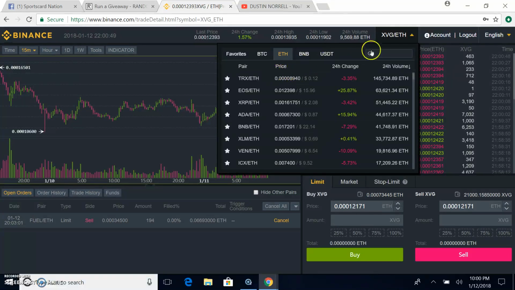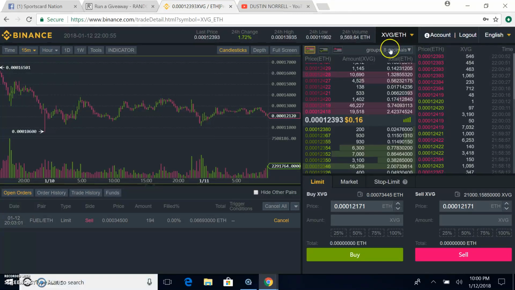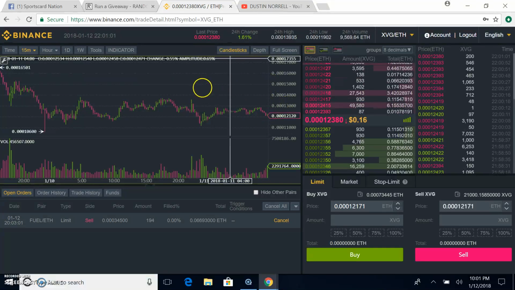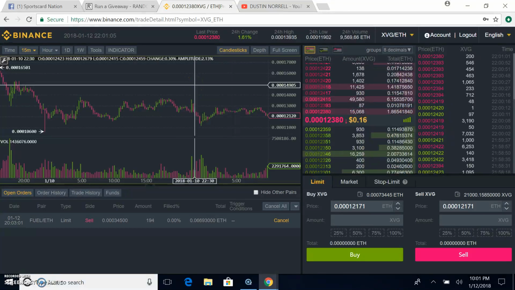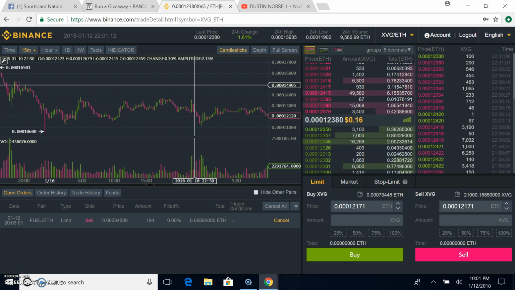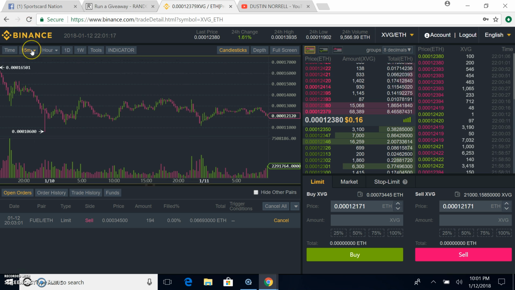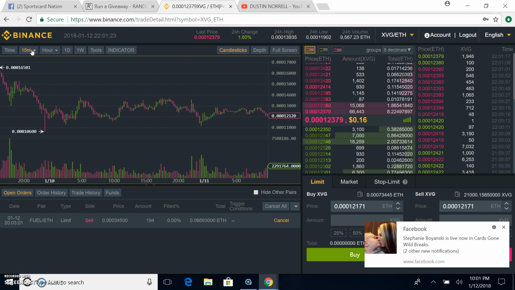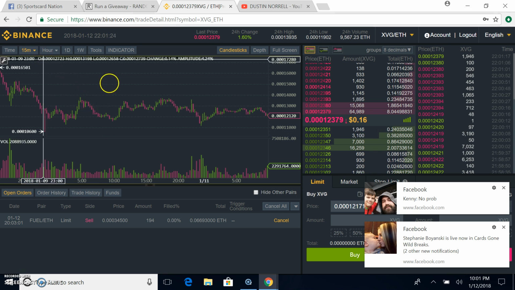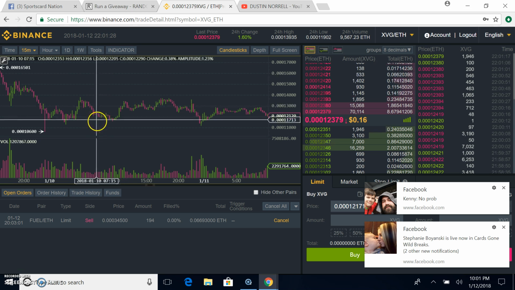So currently I am on XVG Verge, which has a decent volume. But the first thing that people always ask are, what are these little lines right here? So basically, these are called candlesticks. Each one of these lines is going to start out at a 15-minute period, because currently I have it set for 15 minutes. Now you can change these all the way up to 30 minutes on here. But each one of these dots represents a 15-minute period.